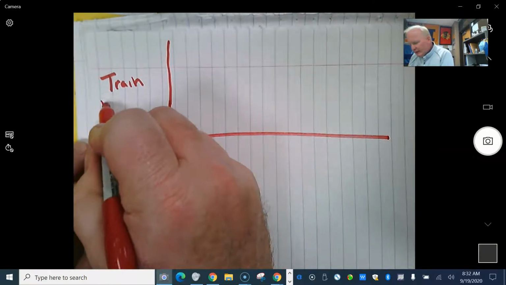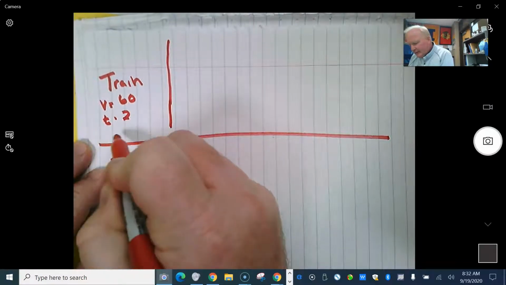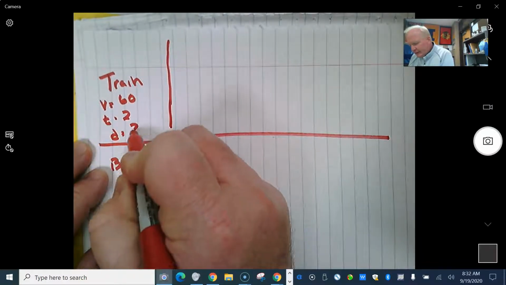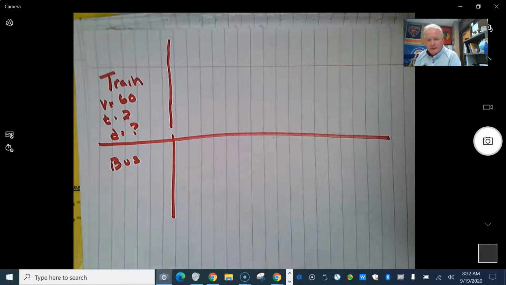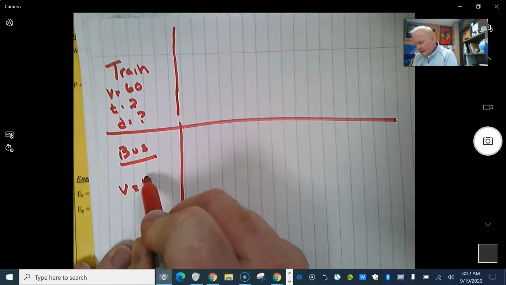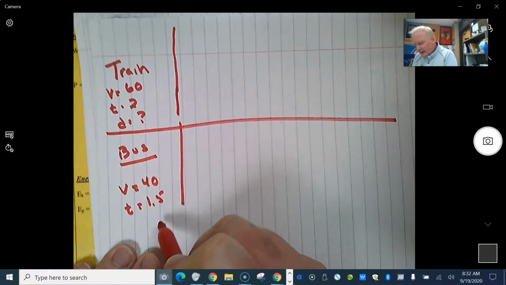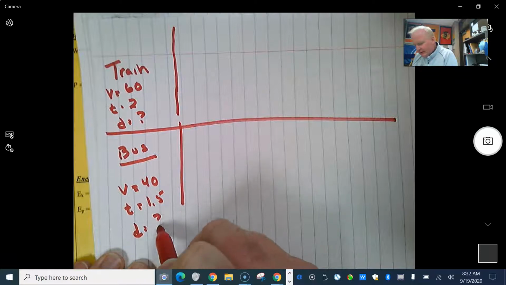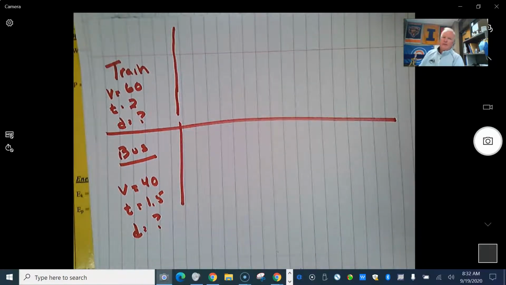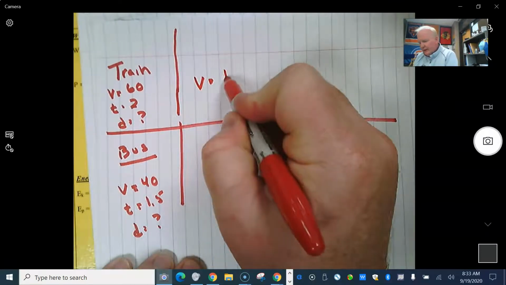Well, we know that there's a velocity of the train of 60 and a time on the train of 2, and they ask us for a distance. So I got that. And then on the bus, well, there's a velocity of 40 and there's a time of 1.5 hours, and they ask us for a distance. So that's how I would start that problem out, is just writing down everything that's there. And so right now then we can continue, right?